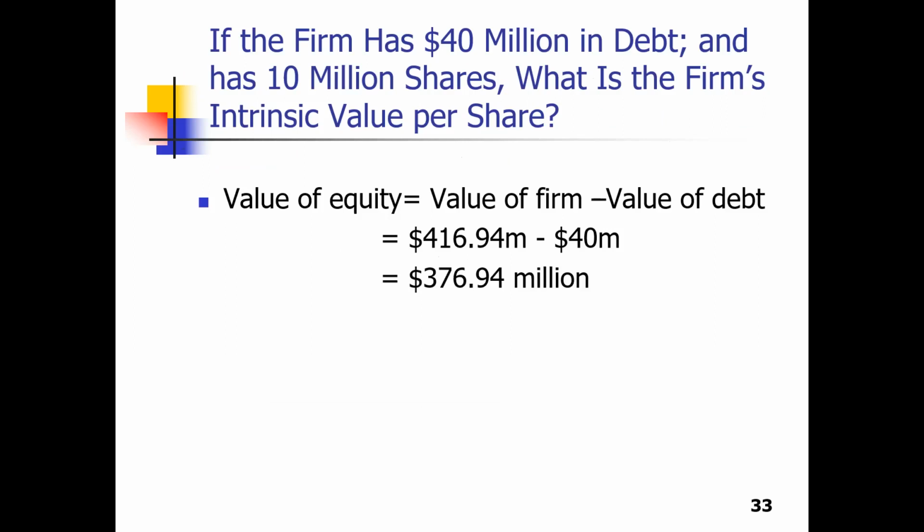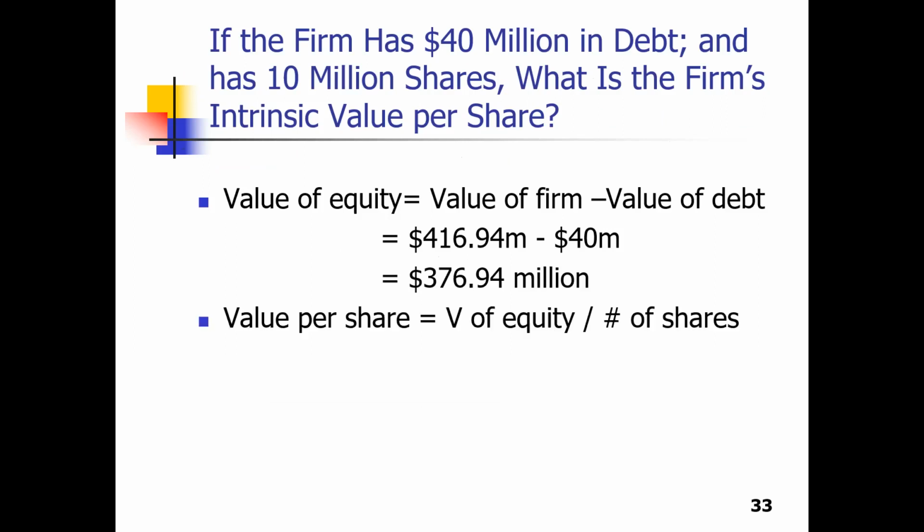They have 10 million shares. So divide this by 10, and value per share equals value of equity divided by number of shares. If you like formulas, 376 divided by 10 gives us 37.69. We say a share of a stock for this company is worth roughly 37.69. Now, if the stock is selling at 50, we say it's overpriced, sell it.